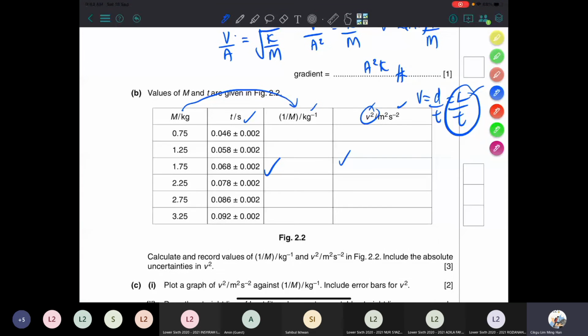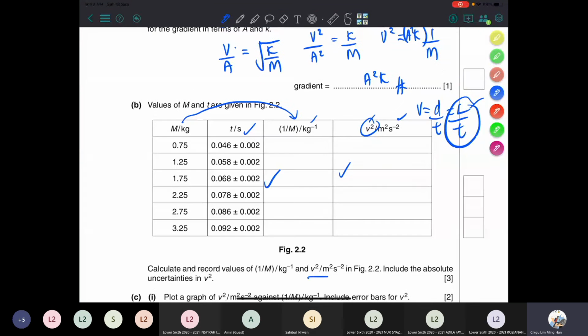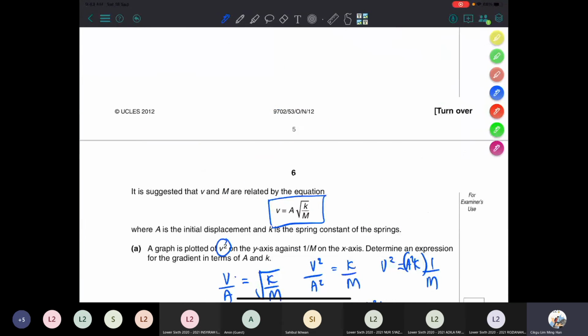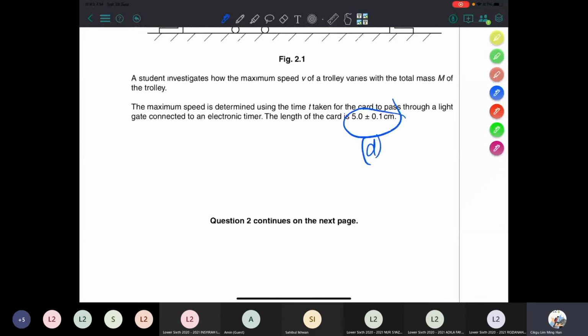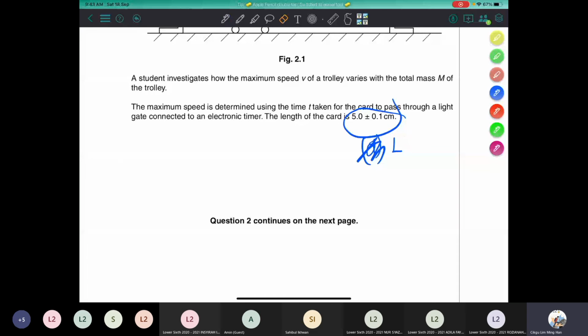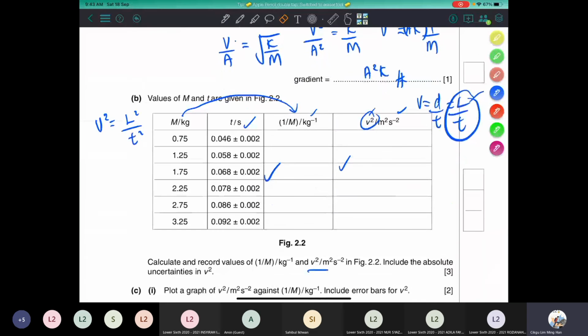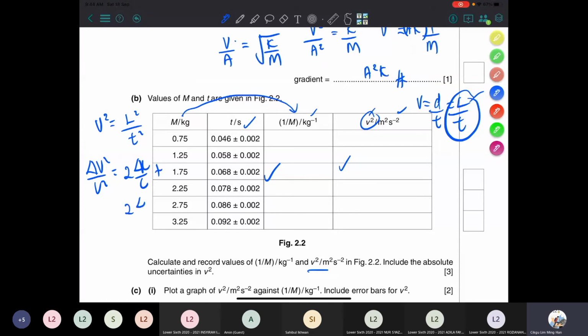This one done. And then finally, how you get the V square? So remember, the V square is coming from L square over T square. So your L square at the beginning, you have this one already. This one is your L. So you have to do the standard one. It's a square. So delta V square over V square is equal to 2 delta L over L plus 2 delta T over T. Yeah, so it's quite long here. In order to get the uncertainty here, you need to use this formula.